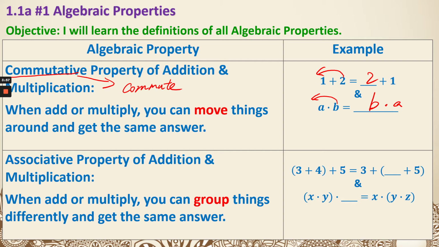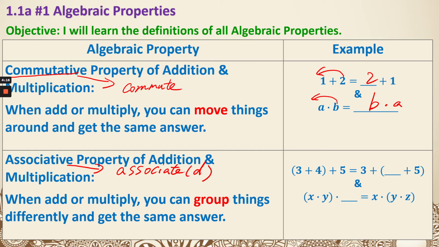Next, associative property of addition and multiplication. That comes from the word associate or associated. That just means things are together, things are related or connected. So when you add or multiply, you can group things differently and get the same answer.